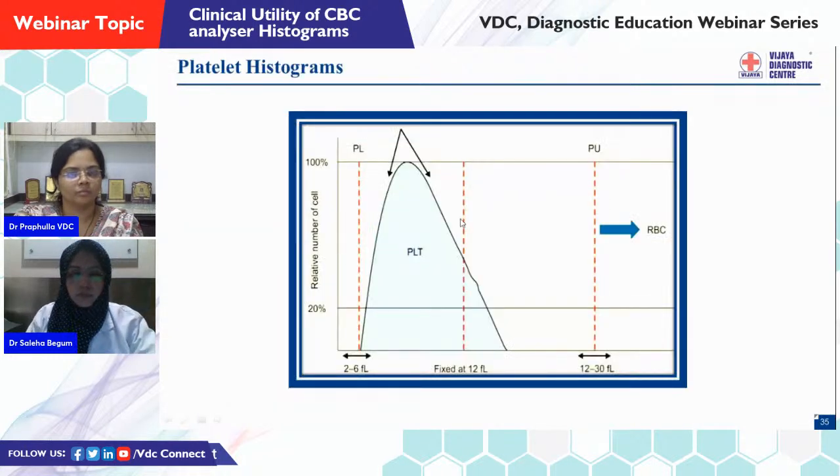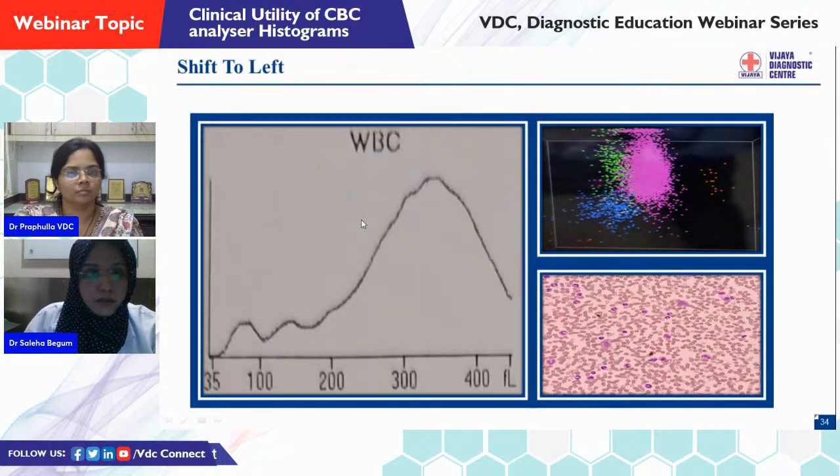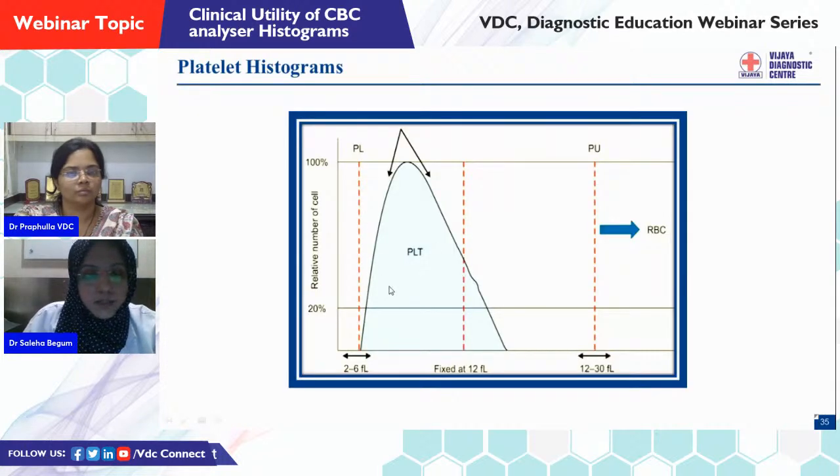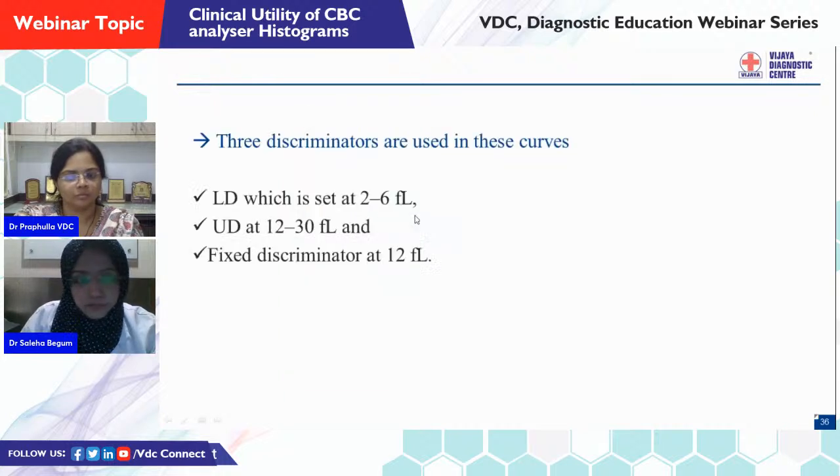Coming to platelet histograms. Platelet histograms, the discriminators, there are two discriminators. The lower discriminator is set at 2 to 6 femtoliters, and the upper discriminator is set at 12 to 30 femtoliters, and there is a fixed discriminator at 12 femtoliters. So we have to again watch out for the same things in this graph also: baseline, starting point, ending point, and any irregularities in the peak.